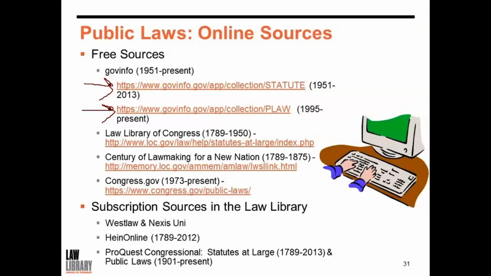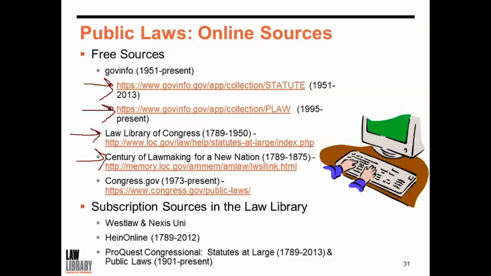We also have a separate website called Century of Lawmaking, which covers the earliest time period, 1789 through 1875. Why you might want to use that is because it's nicely searchable, as opposed to the second collection, which isn't as searchable. But if you're working through really historic material, I would try to use Century of Lawmaking first, and I'm going to show you some screen grabs from that in a second. And then Congress.gov provides PDFs of public laws from 1973 to the present.